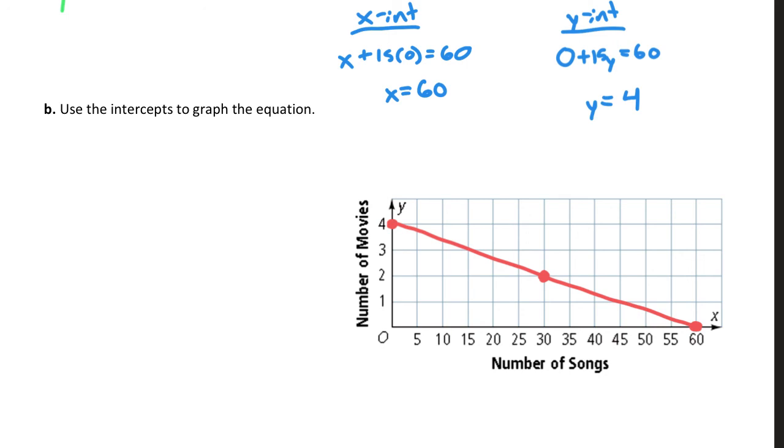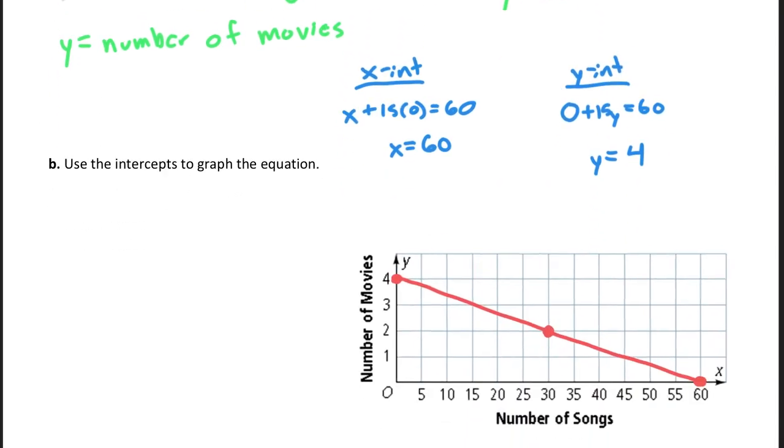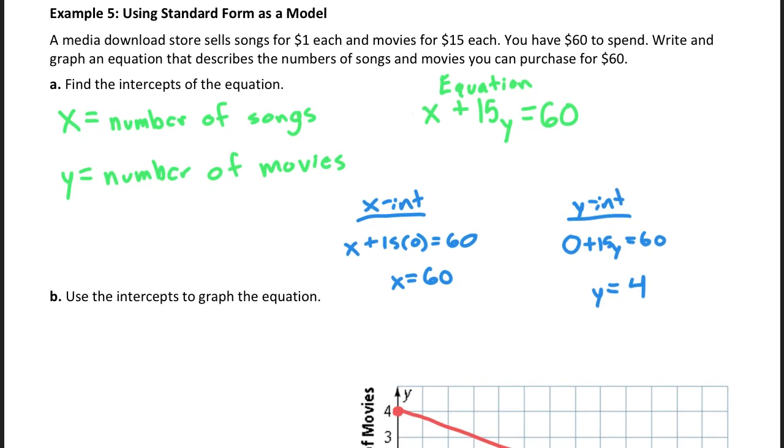So if I had $40 to spend, this line would be different. If I had $100 to spend, this line would be different. But it's us understanding how to write a model and how to graph that model. So now I'd say you're ready for some practice on this topic, and then the quiz will come after that. The quiz and a review will come after that.